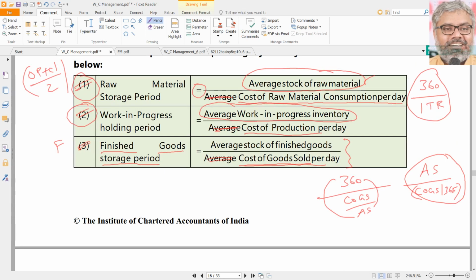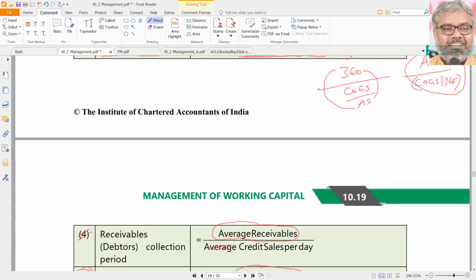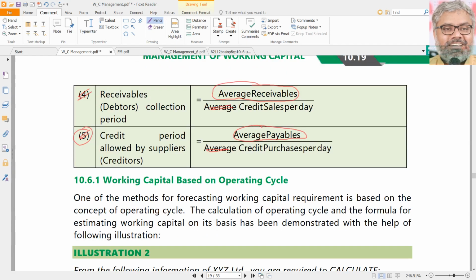So for raw material storage period, what has to be taken per day? Raw material consumption cost per day. For work in progress, what has to be taken? Cost of production per day. For finished goods, what has to be taken? Cost of goods sold per day. For debtors, what has to be taken? Credit sales per day, not cash sales, because only credit sales will give rise to debtors. In the same way with the creditors, in the denominator, credit purchases per day will be there.